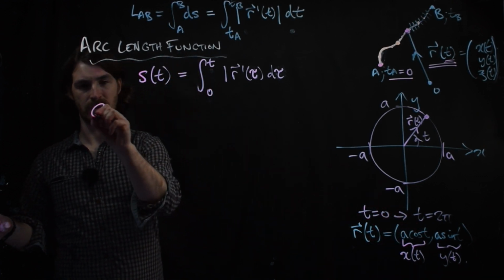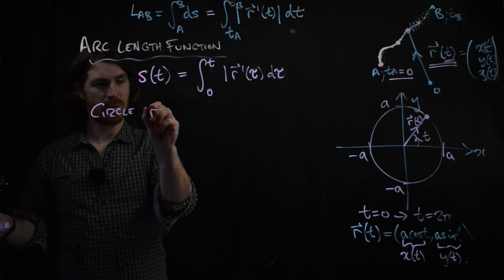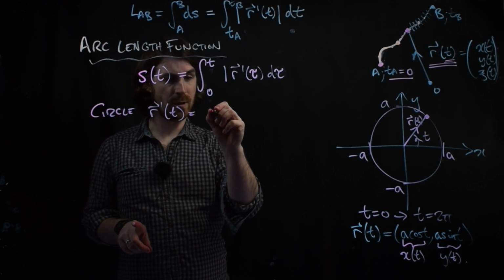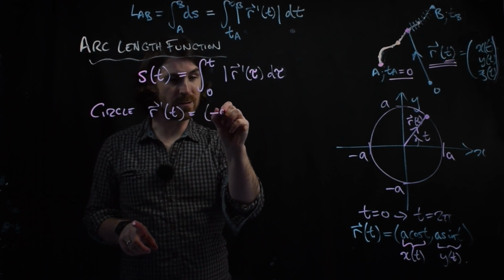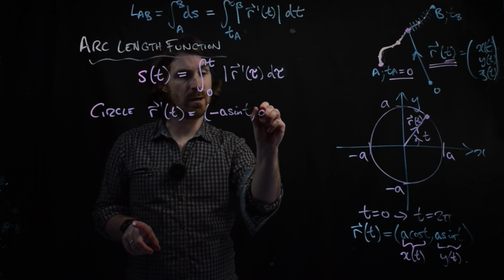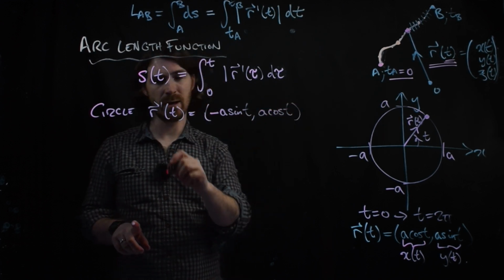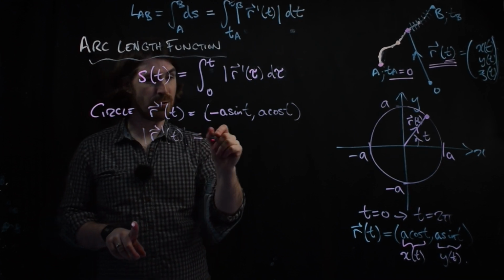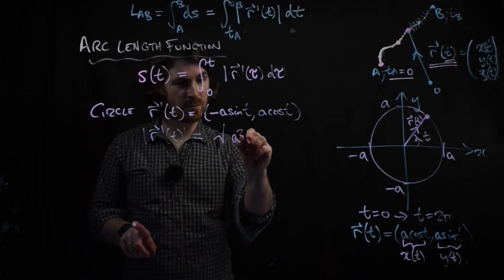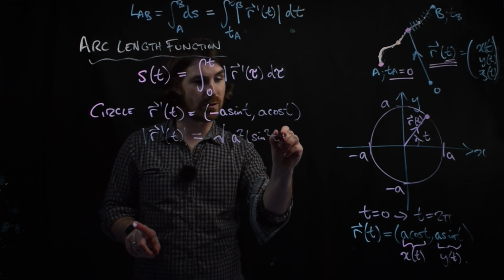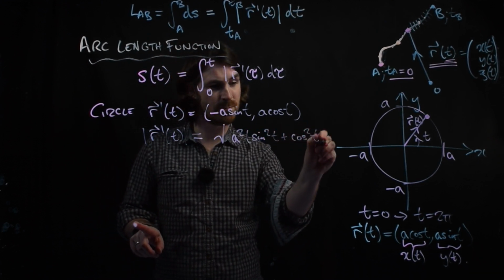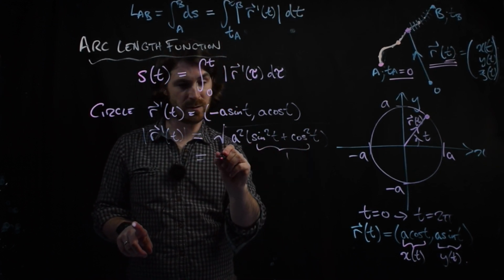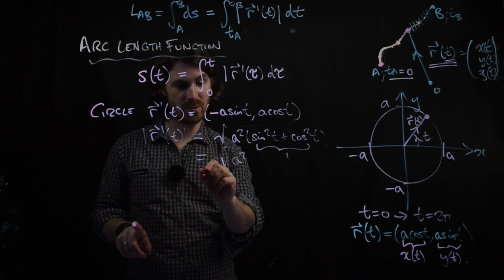Okay, so for the circle, r prime of t, which is this thing, is equal to, so we did this before, minus a sin t, a cosine t. Okay, and its magnitude is equal to the square root of a squared sine squared t plus cosine squared t. Okay, which equals, so this thing is 1. So this is the square root of a squared, which is just a.